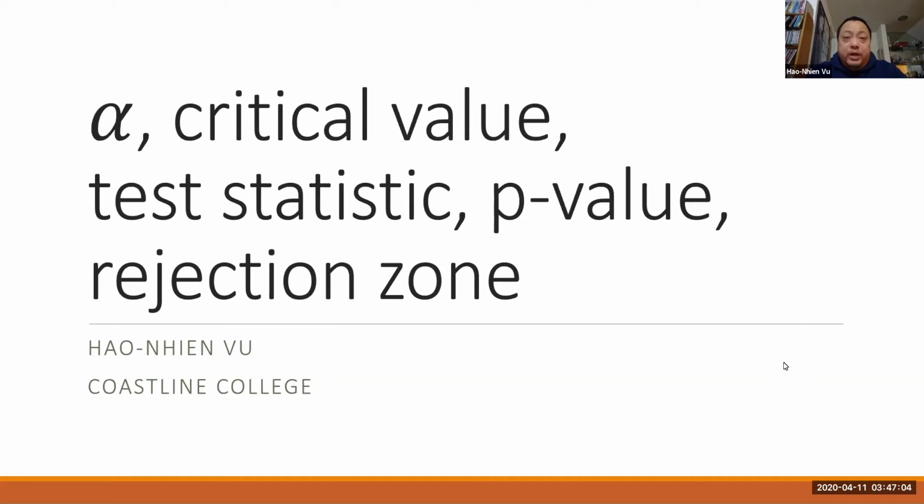All right, now that we've gone through a lot of hypothesis tests, let's step back and talk about the theory behind all the things we've seen. We've seen alpha. We have not seen critical value in the context of hypothesis tests. We'll talk about it now. Test statistic, we've seen. P-value, we've seen. And I'll introduce the concept of the rejection zone.